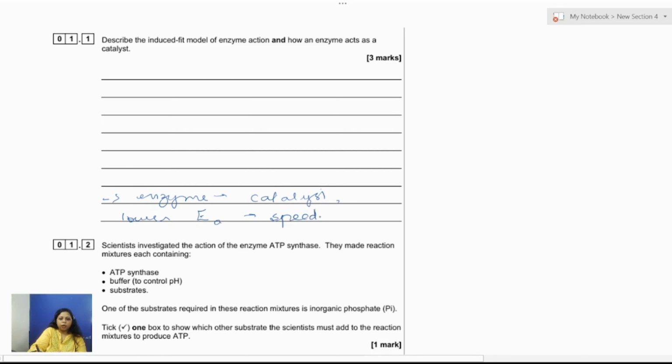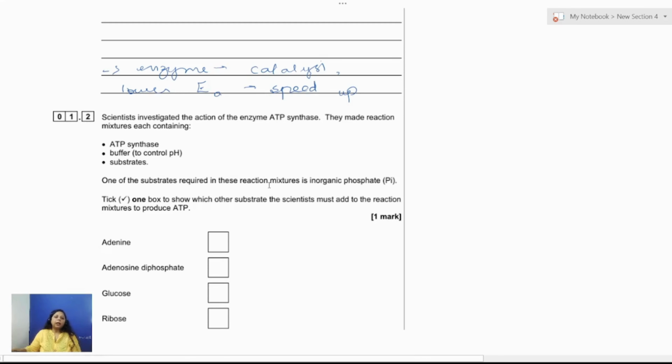Good. So why is it a catalyst? How do we define a catalyst? That speeds up the reaction without being used up by lowering the activation energy. So we have mentioned this point. And about the induced fit model, you have told it very right: the substrate binds to the active site, and then the shape is slightly changed to fit the substrate, which should be complementary, and the bonds form temporarily, and finally the substrate is converted into product.